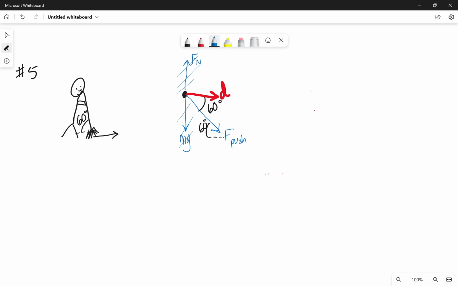All right. And I believe it was the work done by the girl or the push. Wasn't that the question? Yeah. Okay. So if we go back to our idea, the force of the push times d times the cosine of the angle would be the work of the push. The force of the push was, I believe, 30 newtons. The displacement was 2.6 meters, and this would be the cosine of 60 degrees.